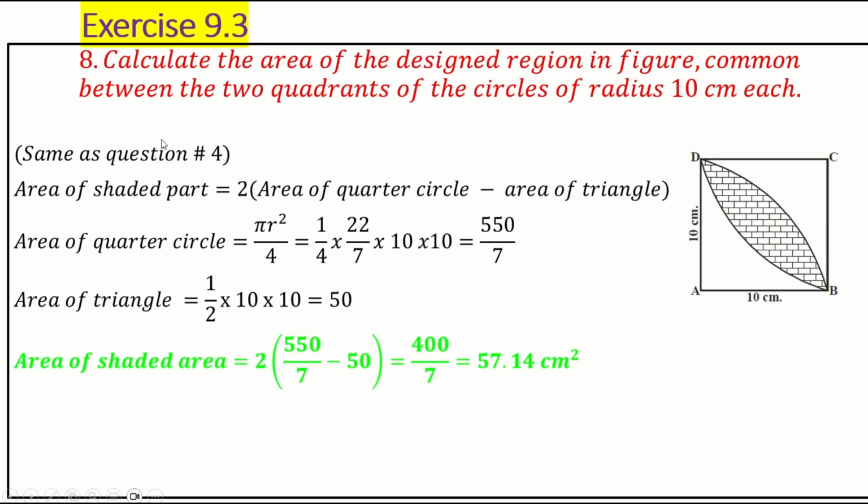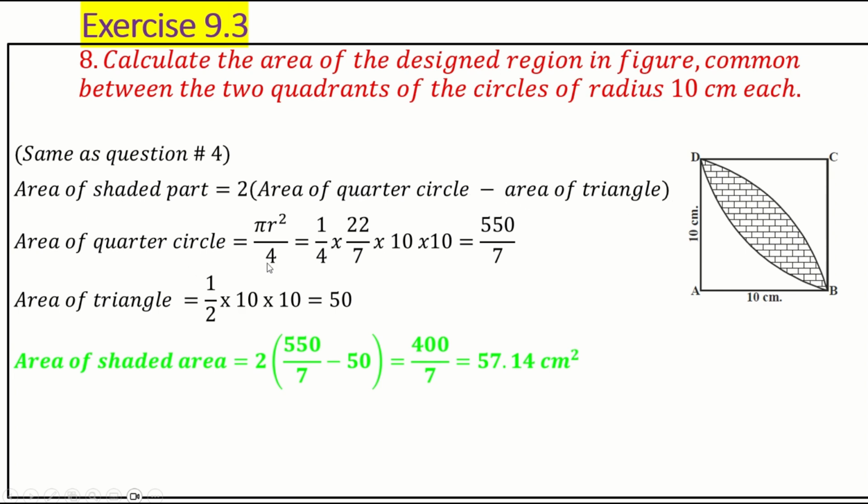Okay, this is same as question 4, where you have single leaf here. You will find it exactly same way. You have a quarter circle. Cut it, you will get half, then double, twice of that, right? Because you are getting half of the leaf area, correct? So exactly same. Shaded area is twice the area of quarter circle minus area of the triangle.